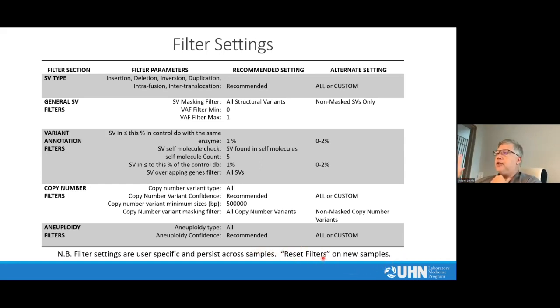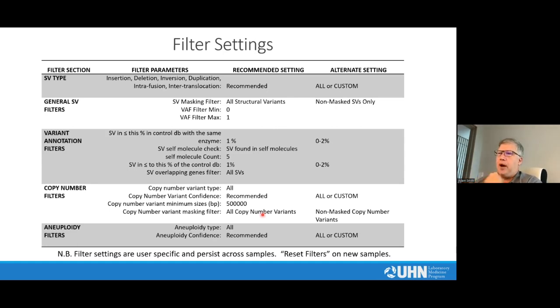There's a little button to reset the filters back to the BioNano default values, and then reset them up. There's a few clicks you have to make to reset these, like resetting these values here and changing to all structural variants and all copy number variants, just in order to bring you back to a default setting.